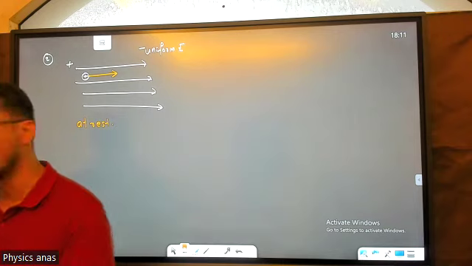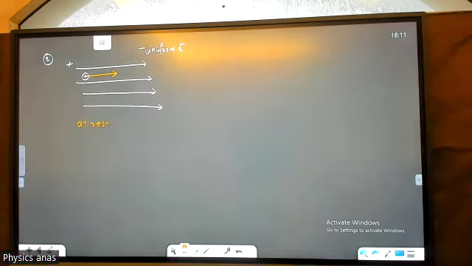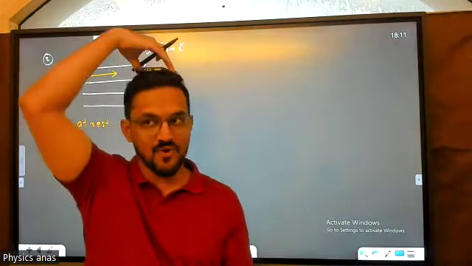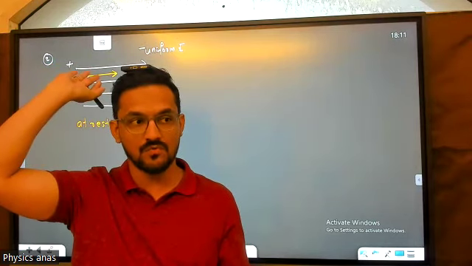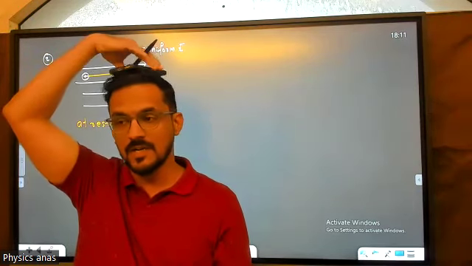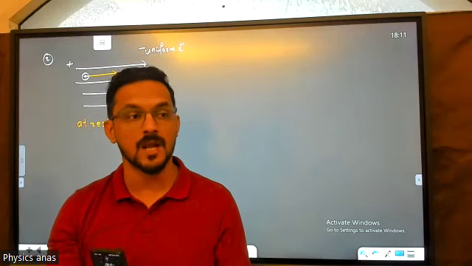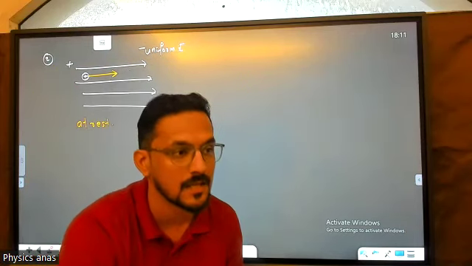The potential energy of my phone is maximum now. When I take this to a height and place my phone here, the potential energy of my phone is maximum. When it falls down, what will happen? That potential energy will be converted to kinetic energy, right?